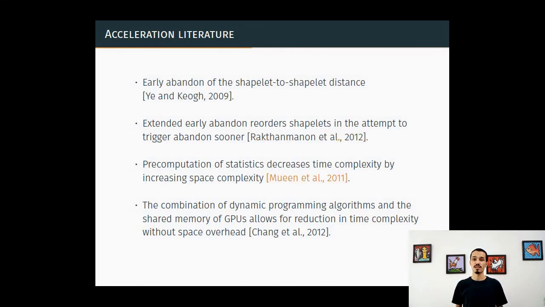Nguyen et al. show that it's also possible to pre-compute statistics of the data, saving it, and then trading time complexity by space complexity. In another proposal, Cheng et al. combines a dynamic programming algorithm for the shapelet distance computation with GPUs to accelerate shapelet-based methods, more specifically the shapelet embedding decision trees.